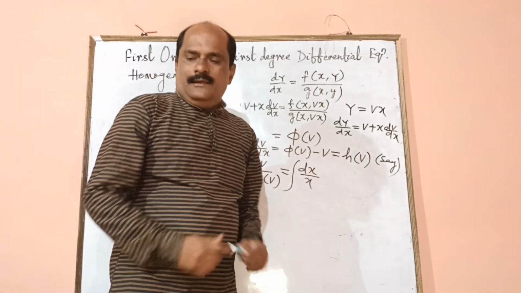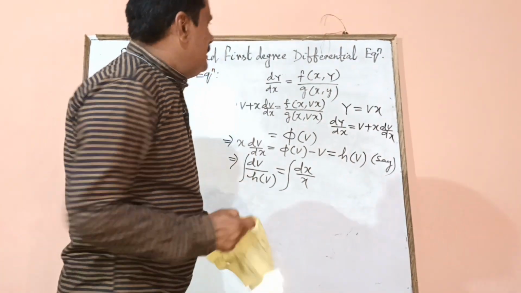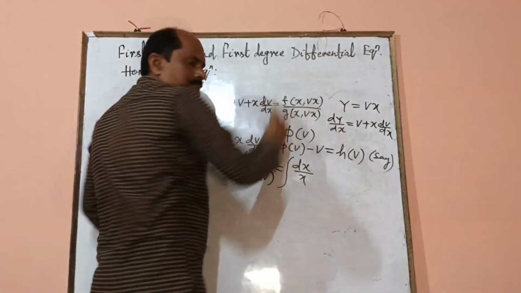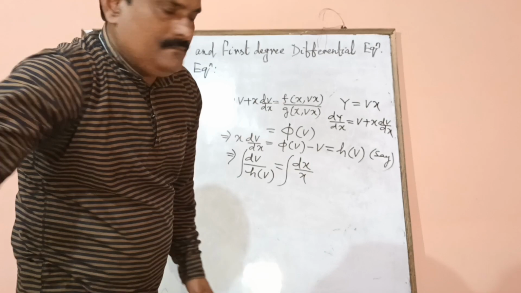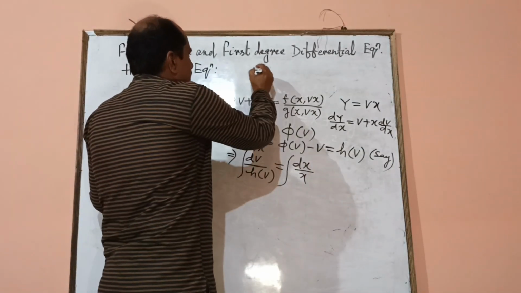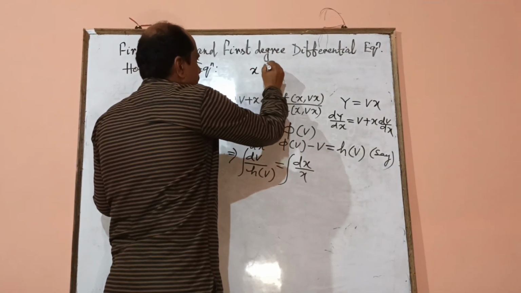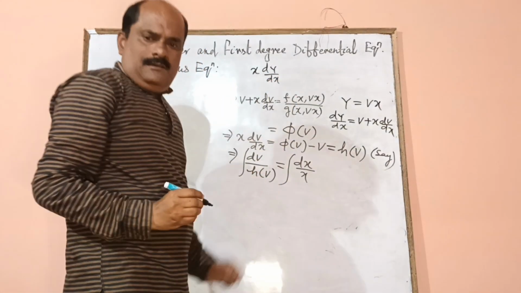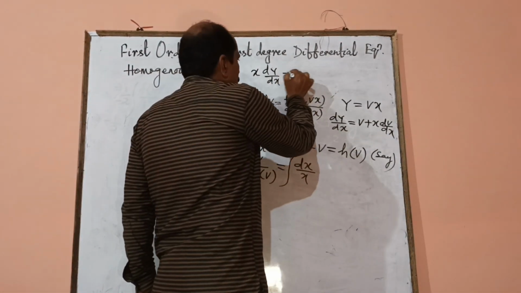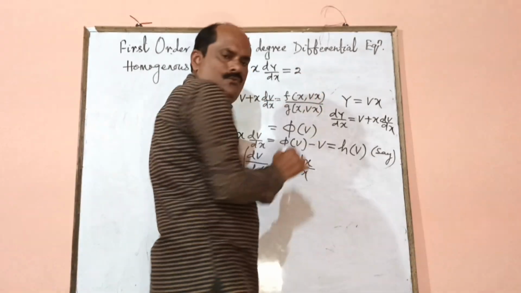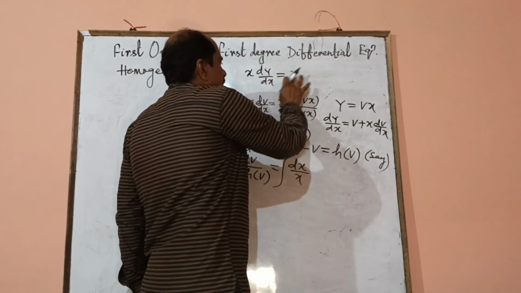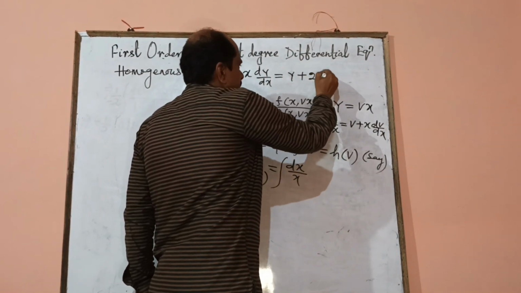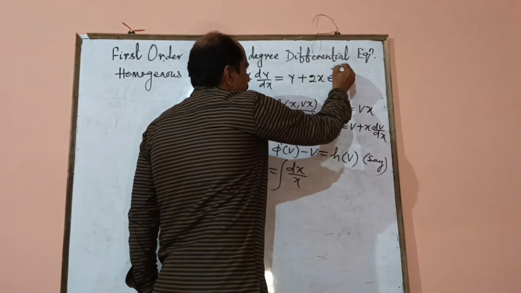Now I give an example. Let us consider the differential equation x dy by dx is equal to y plus 2x e to the power minus y by x.